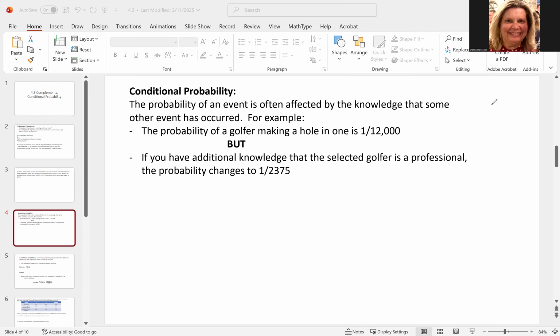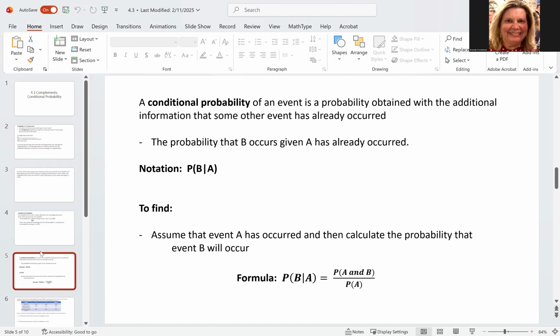But let's suppose you have the additional knowledge that the selected golfer is a professional. At that point, the probability changes for him making a hole in one to 1 out of 2,375. Quite different. We're still looking at the probability of a hole in one, but we have additional knowledge. So this brings us to a different formula.